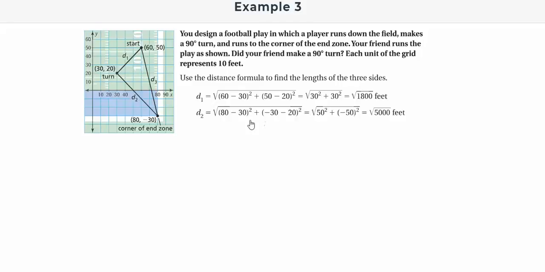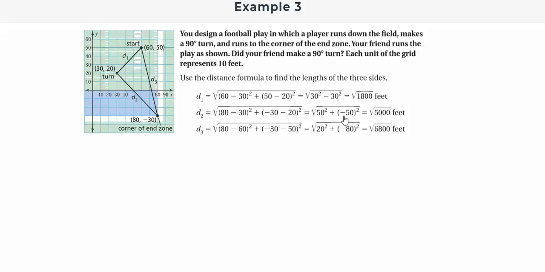We follow the same process for D2 here. We use our two ordered pairs, so D2 is this one. It treated this pair down here, (80, -30), as the second coordinate pair, and this is the first pair. We follow the same process to get the square root of 5,000 feet. And then we do the same thing for D3.